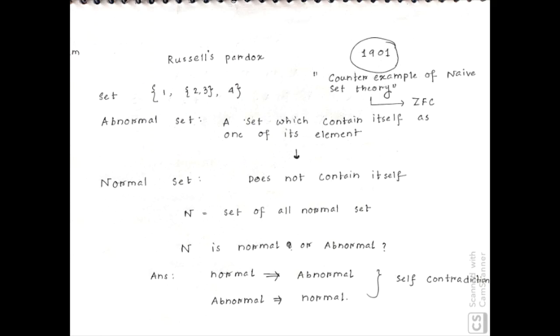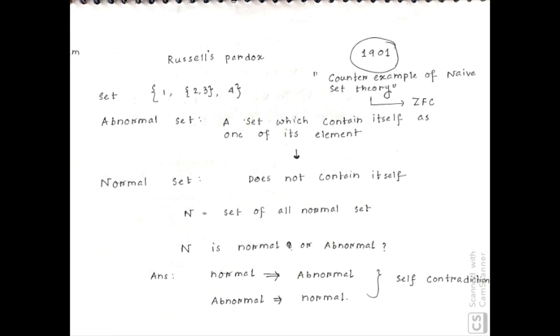And the other way, let us suppose N is abnormal. What is the definition of an abnormal set? By abnormal set, we mean a set which contains itself as one of its elements. Hence, N contains itself, because we have assumed N is an abnormal set. Now, since N is the collection of all normal sets, N must be normal, because N belongs to N. Hence, we have proved that if we assume N is an abnormal set, then it should be normal. So the conclusion is self-contradictory.